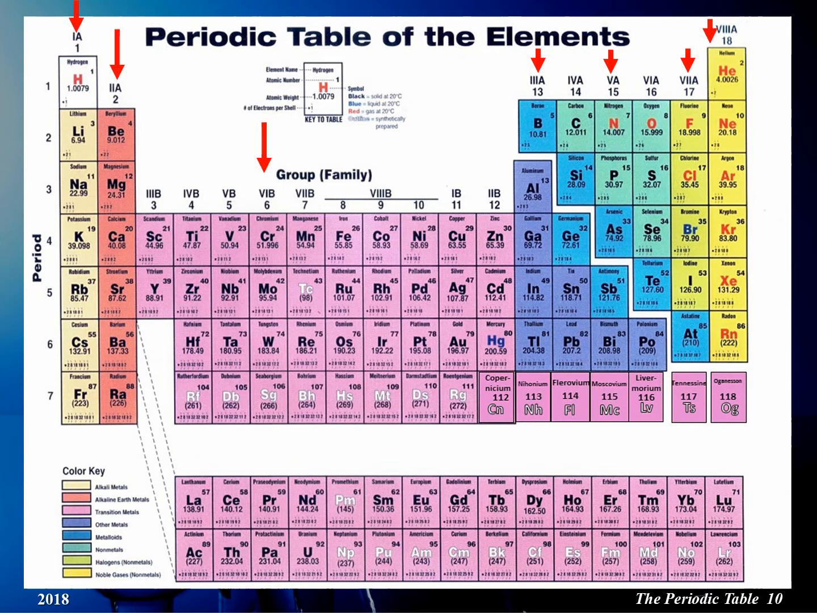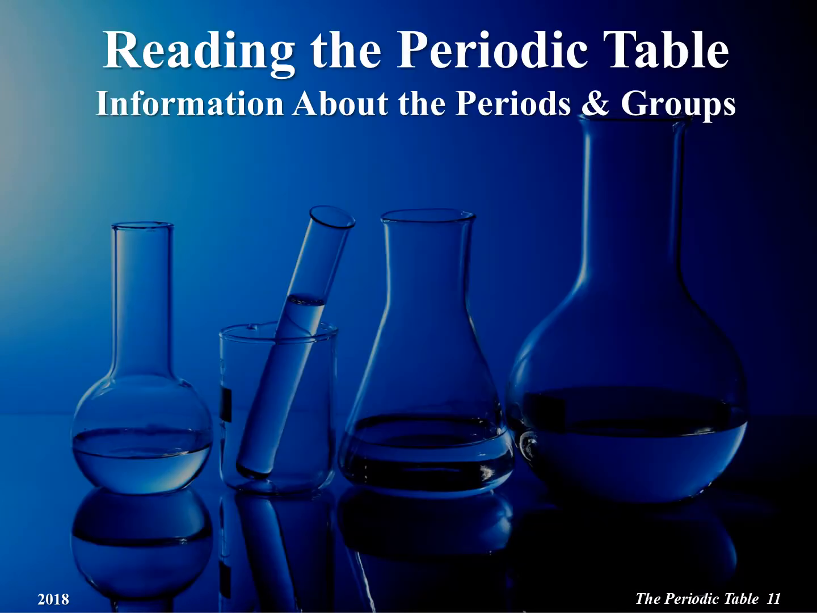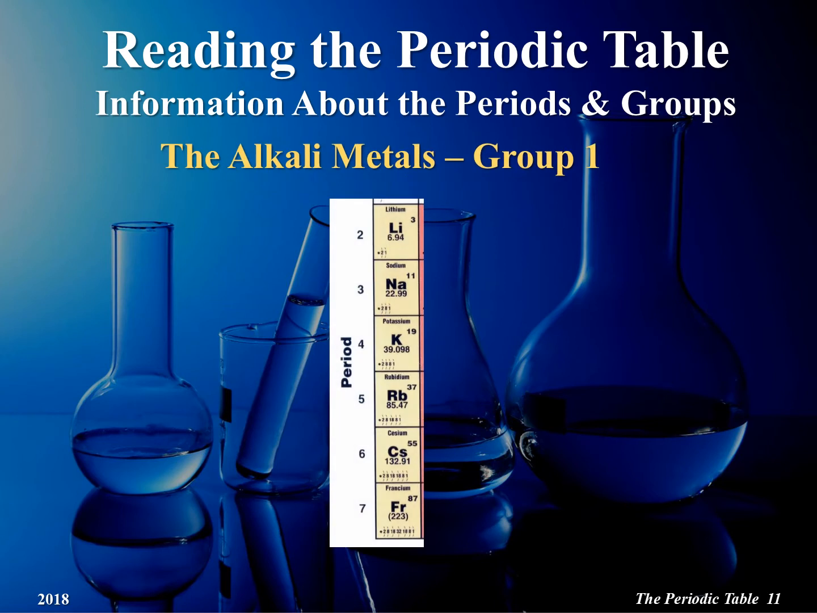The total number of electron energy levels increase from one period to another. Therefore, period 1 has only 1 electron energy level, while period 7 has 7 electron energy levels. Note that hydrogen is at the very top right in a white box. This is because it has unique properties and is unlike the other elements in group 1. The elements in group 1 are called the alkali metals and include lithium, sodium, potassium, rubidium, cesium, and francium.